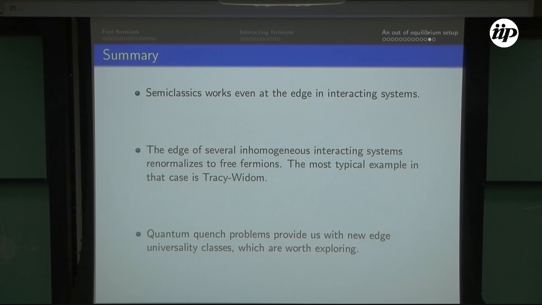And to finish, what I wanted to say is that if you have an interacting system, the edge where the density goes to zero is free, so it's normal to expect free behavior. This sort of explains one of the reasons why Tracy-Widom pops up in so many problems. But if you want to study more out-of-equilibrium quantum problems, there are many subtleties, and it's not clear what you get. Apparently, Tracy-Widom is not that generic in that case. So I think it's an interesting problem.